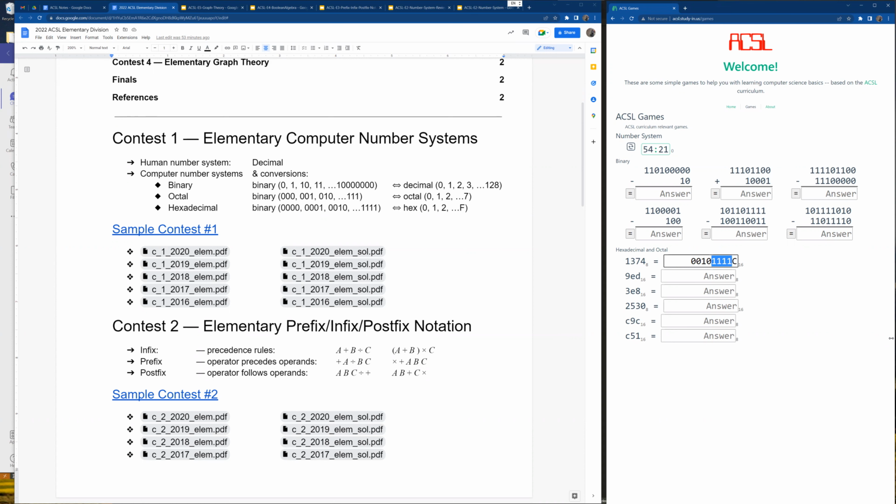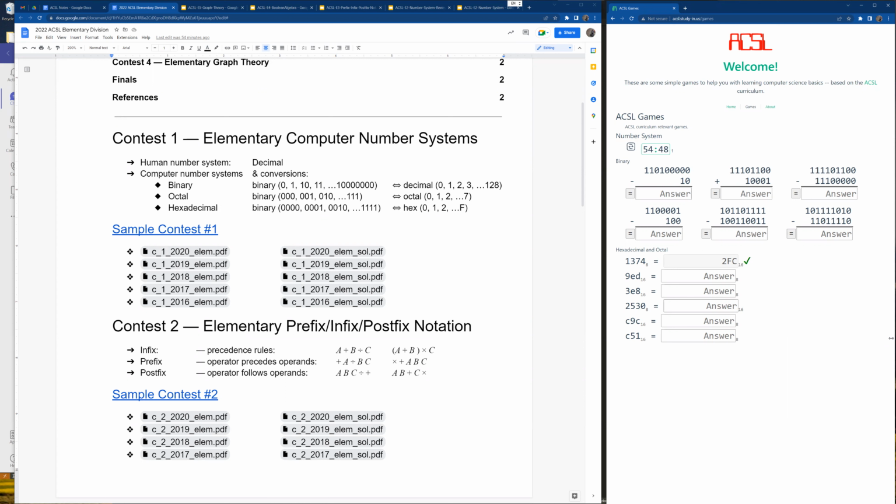That's the last one in the hex number digits, right? So it's 2FC. So that's F, and now what we have left is 0010. It's 2, so 2FC. So in this game, if you did it right, it'll tell you.